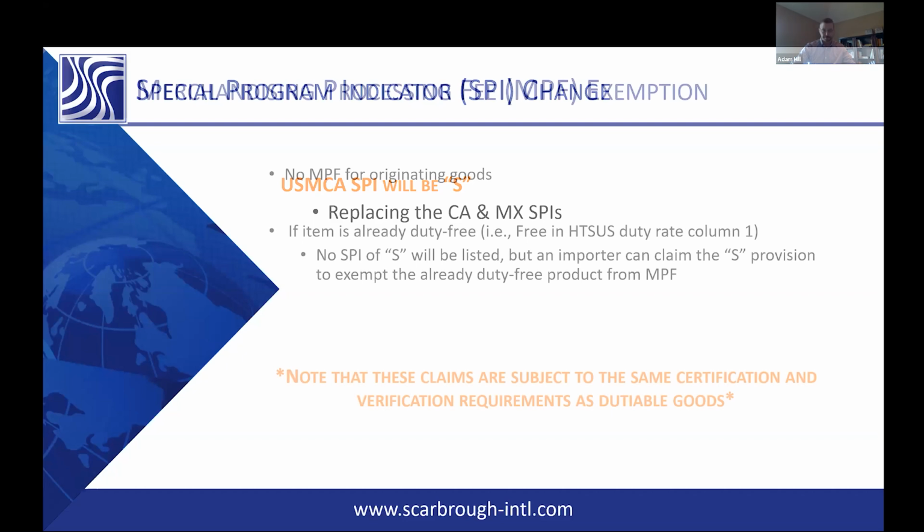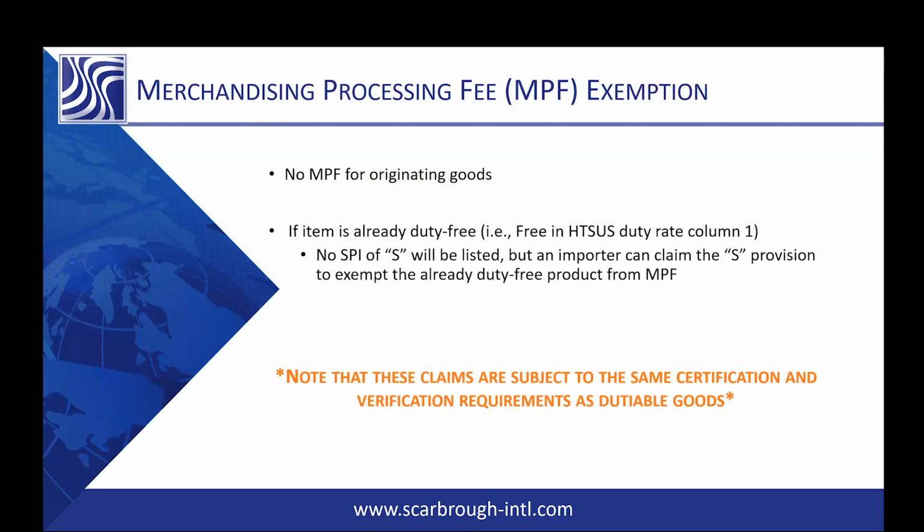Can S be used for both countries, Mexico and Canada, or is there a distinguishing factor in those? Good question. So S will definitely be used for both countries. That's something that's very different, right? In the old NAFTA program, if it was from Canada, we used CA. If it was from Mexico, we used MX. Now we're just going to be claiming S as USMCA.